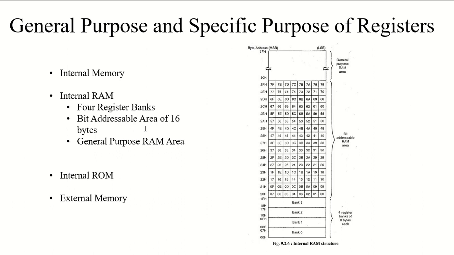Now if 128 bytes of internal RAM is insufficient, then external RAM is accessed by the data pointer, and in the 8051 family external RAM up to 64 KB can be added to any chip. So again I'm telling you, how much internal RAM does 8051 have? 128 bytes, right? And if 128 bytes of internal RAM is insufficient, then you can access the external RAM with the help of the data pointer.